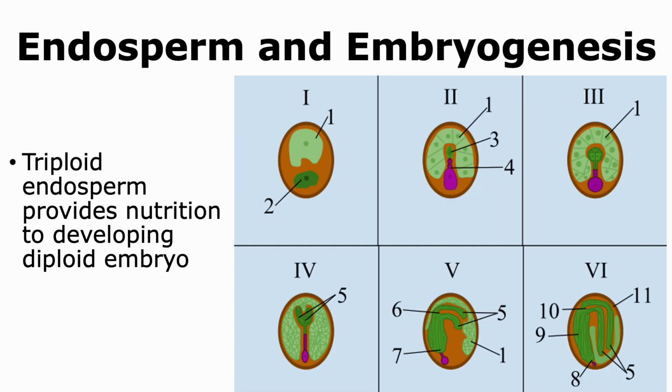While the diploid zygote gives rise to the multicellular embryo, the triploid endosperm also undergoes cell division to provide nutrition to this developing embryo. In this figure, number 1 corresponds to the endosperm, while 2 corresponds to the zygote. As time progresses, we can see that both the endosperm and the zygote are undergoing cell division. As more time progresses and the embryo becomes larger and larger, it uses up all the endosperm, and hence the endosperm starts shrinking. By the end of embryogenesis, there's very little endosperm left.